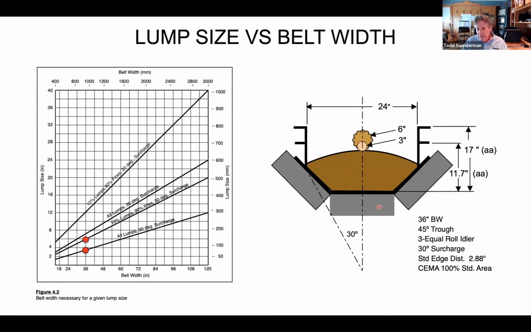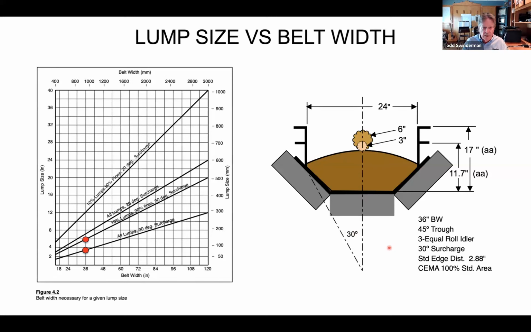So this is a 36-inch belt I've drawn up here. Two-thirds of the belt width is 24 inches. And I've used a 30-degree surcharge angle, which is a very steep surcharge angle. Most of your common bulk materials are 20 degrees. But this 30 degrees gives me more material in here, so I get my worst condition.